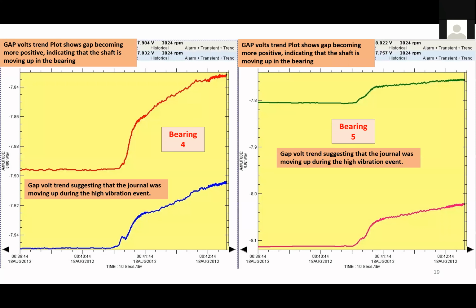Now let us see how the gap voltage was happening when the vibrations were increasing. So initially the gap voltage trend was like this one when the vibrations were normal, and then when the vibrations were increasing, the gap voltages were showing more positive. More positive means the shaft centerline is lifting up. So this is happening on both bearings, both bearings 4 and 5. So during the trip, during the vibration increase in time, both the gap voltage trends are suggesting that the shaft lifted up. But now, this is how it was trying to move.